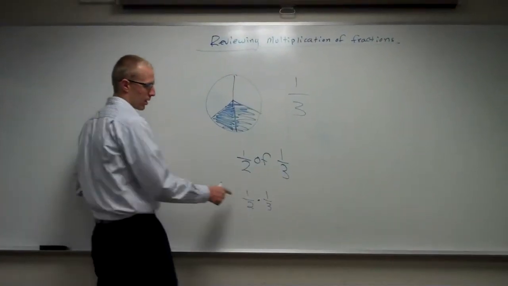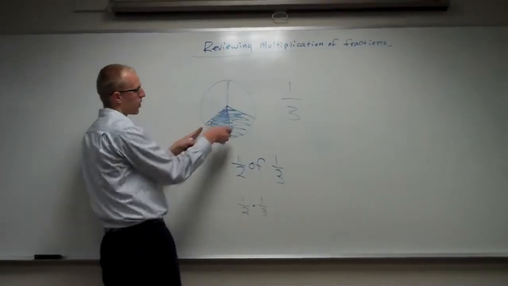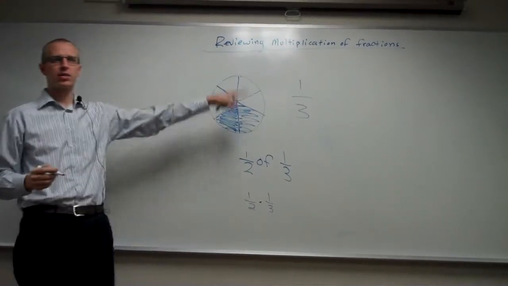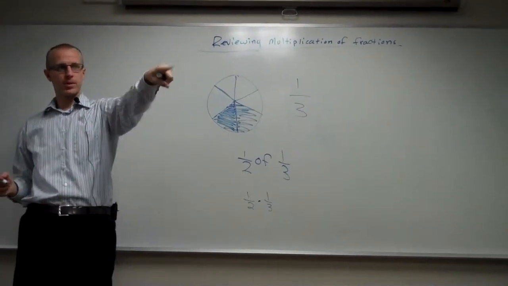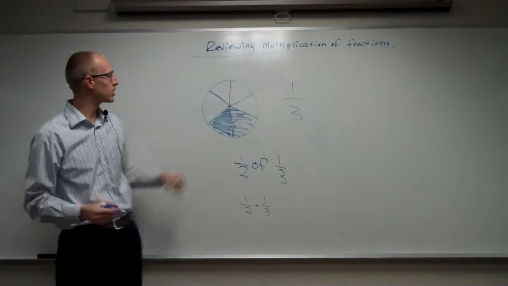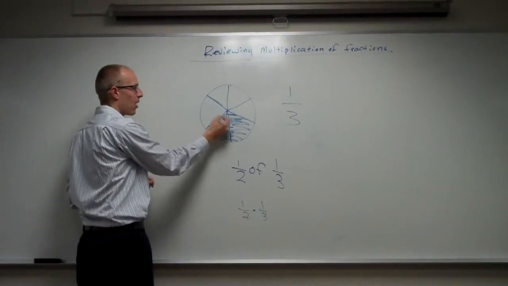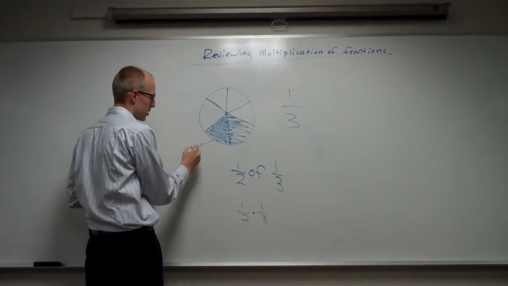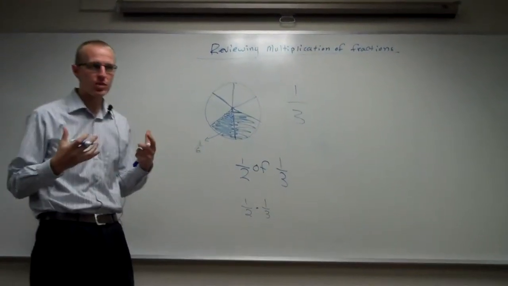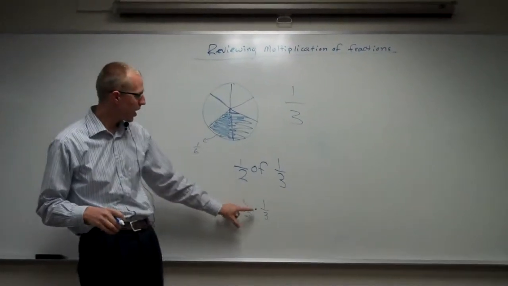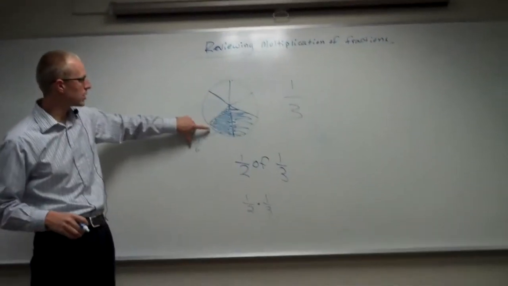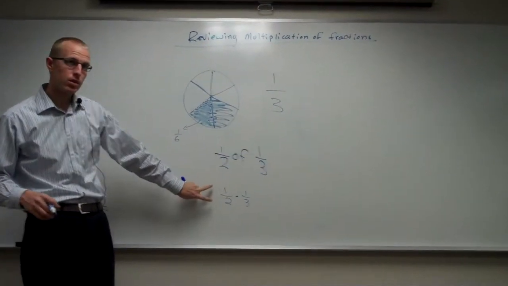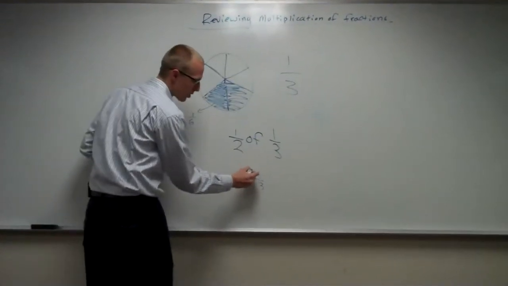Okay? If I take a half of 1/3, if I divide all of these into halves, now my circle's divided into what? 6. So I have 6 equal parts, and I take one of those, and now how many do I have? 1/6. Okay, so that's 1/6. 1/2 of 1/3 is 1/6.